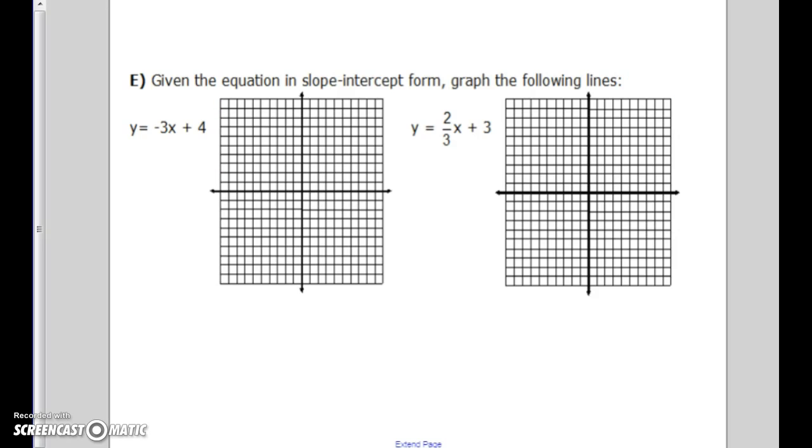Alright, now here are equations and graphs. Now I want you to take those equations and graph them. I'm going to give you a second to do that.